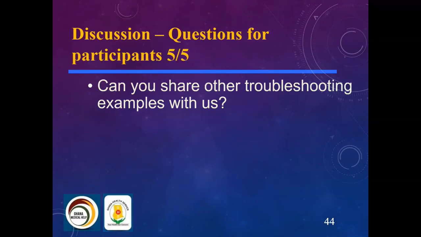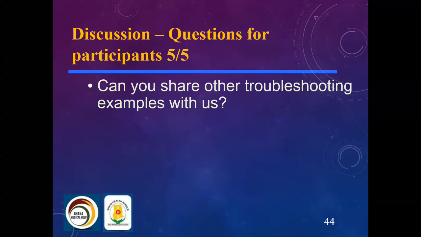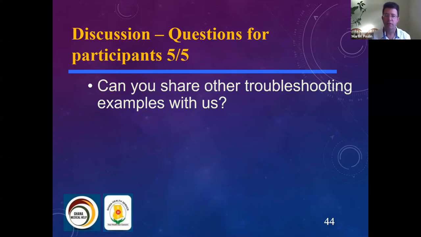Okay, the last question. Looking for troubleshooting examples that we haven't already shared from Ghana that you think might be interesting for others to hear about. Here's an interesting one from John Idan. Software settings, changing degrees Celsius to Fahrenheit. Often that's a tricky thing in some service menu that is buried inside the menus of the machine and may need some service password to get at it. This has all been very good feedback, though. Thank you everyone for putting your thoughts down.